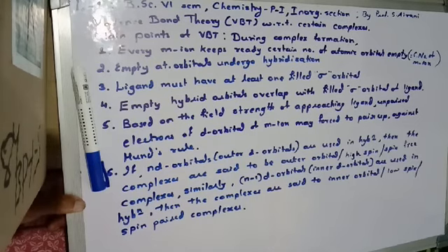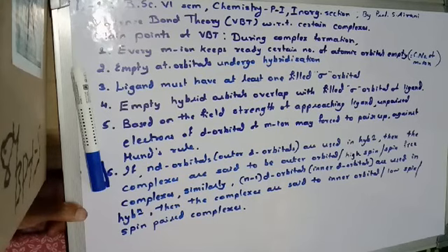In the last sem, the 5th sem, you studied coordination chemistry part 1, where you learnt the basic points and the nomenclature of coordinate compounds. And you have seen that usually the transition elements, which have partially filled d orbitals, prefer to form coordinate compounds or complexes.